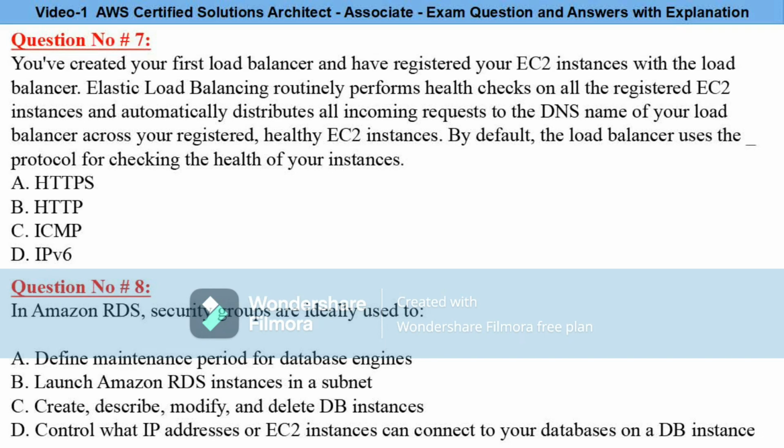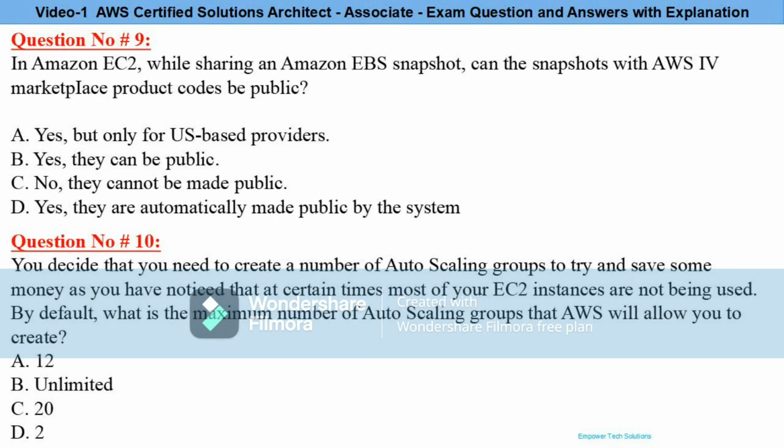In Amazon RDS, meaning Relational Database Service, security groups are ideally used to: define the maintenance period of the database instance, launch an Amazon RDS instance into a subnet, create, describe, modify, and delete DB instances, or control what IP addresses or EC2 instances can connect to your database instance. The last two questions we are going to see here.